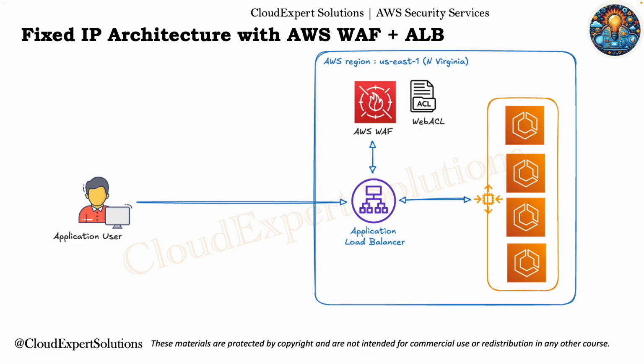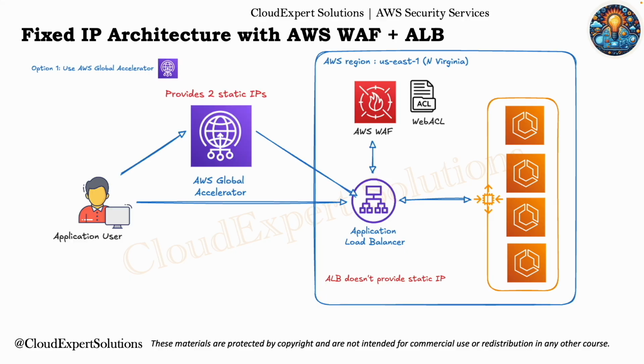One is more common. There we can use AWS Global Accelerator, because AWS Global Accelerator will provide you with two static IP addresses, and you can point those IPs to your load balancer, and then you can attach the web application firewall to your load balancer.